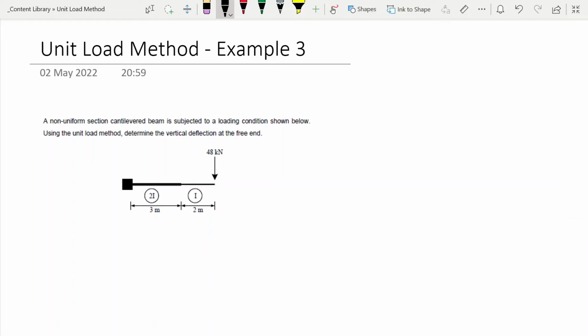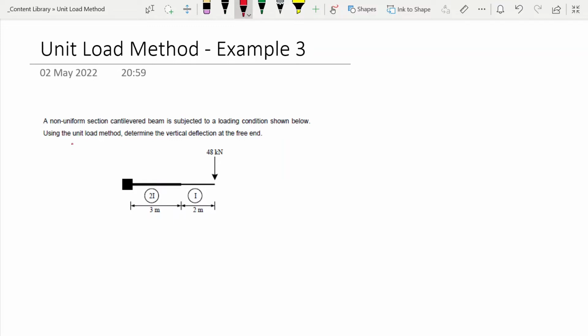Hi everyone. This video is the solution to example 3 on the topic of unit load method. In this case, we have a non-uniform section. So these first 3 meters have a second moment of area which is 2 times the second moment of area in this last 2 meters. And in this problem, we're going to learn how we deal with this type of problem.